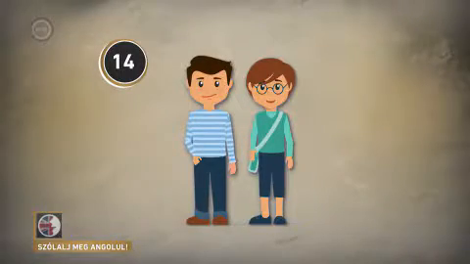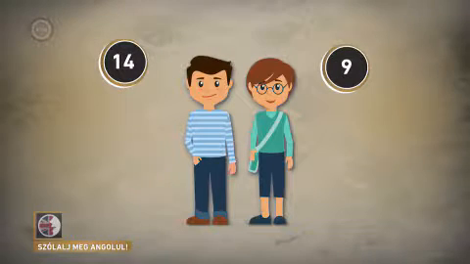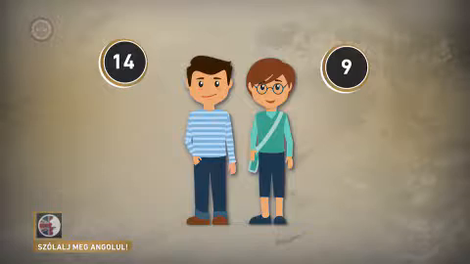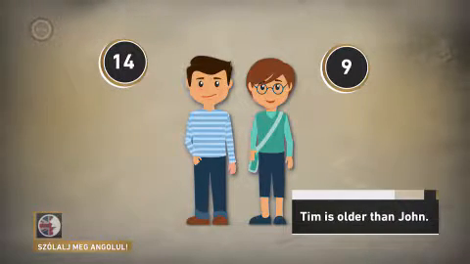Okay, let's think. We should start with Tim. Tim is 14 years old. John is 9 years old. This means that Tim is what? That's right, Tim is older than John.